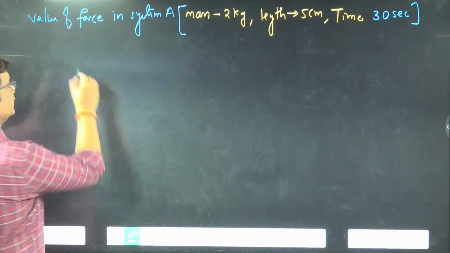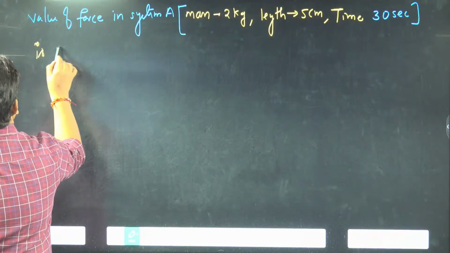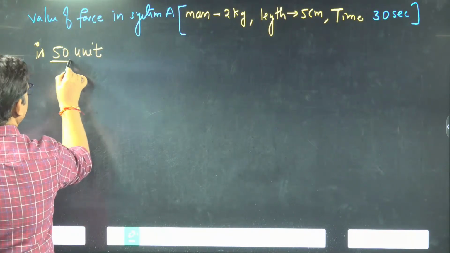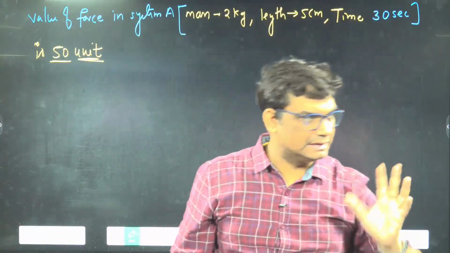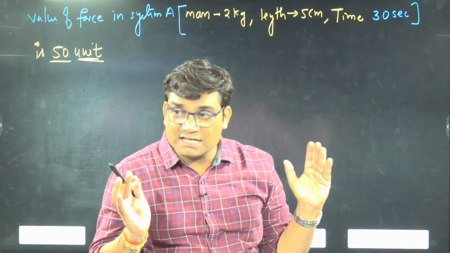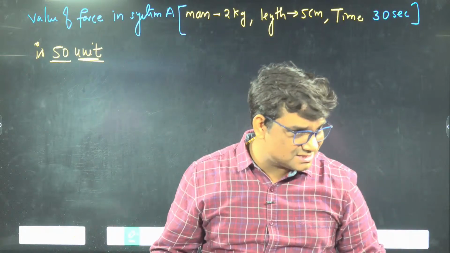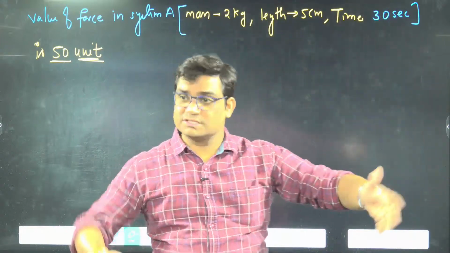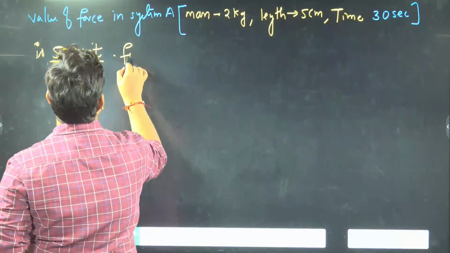Now, value of force in this system is 50 unit. So 50 unit, but in which system? In system A, this is the 50 unit. Clear? Is this SI system, CGS system, or FPS system? Or is this a hypothetical system? This is hypothetical, that we don't know. Someone has defined something.